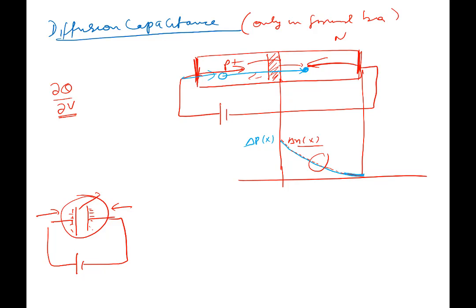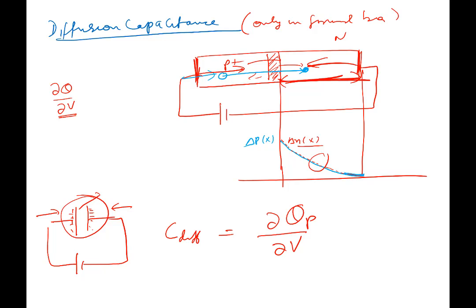So what we are saying is, in this region, there is a charge QP which has come in from the P side. And that charge QP, del Q by del V, is nothing but diffusion capacitance. Why are we calling it diffusion capacitance? Because that charge came in through a diffusion process. Who supplied that particular charge? The whole current. The whole current is what? Diffusive current. It's a diffusion process which supplied that particular charge.